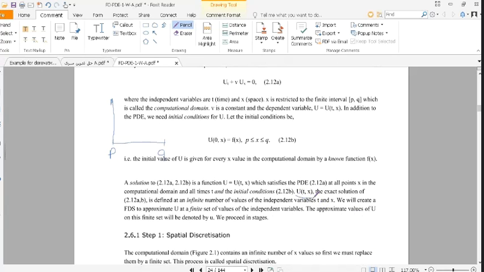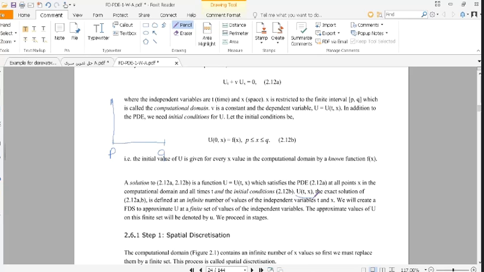And when we talk about the exact solution, this means u of t and x, for the infinite number of values of the independent variables t and x of the domain, satisfies the PDE and also the initial condition. The exact solution, not the approximate solution. When we discretize the domain, we have the approximate solution, not the exact solution. When we use x0, x1, x2, x3 and so on, we have the approximate solution, not the exact solution.